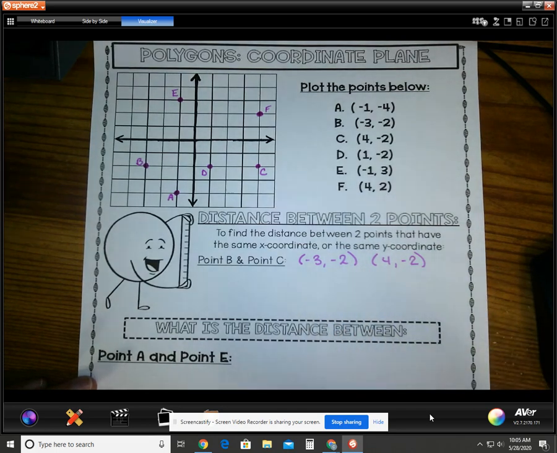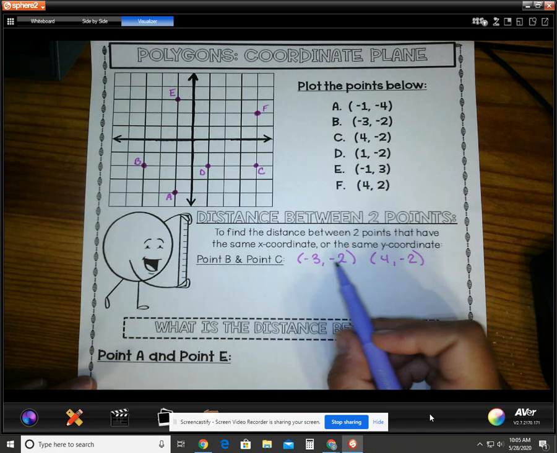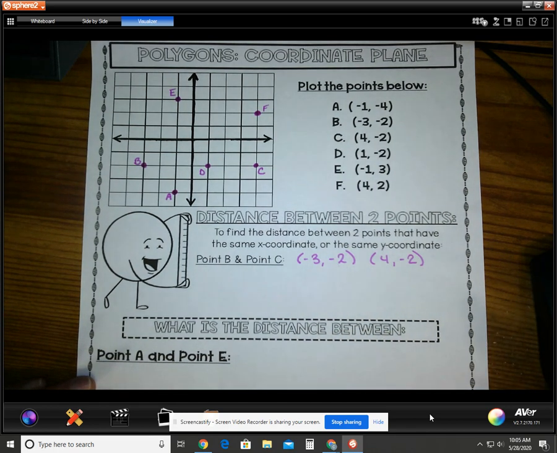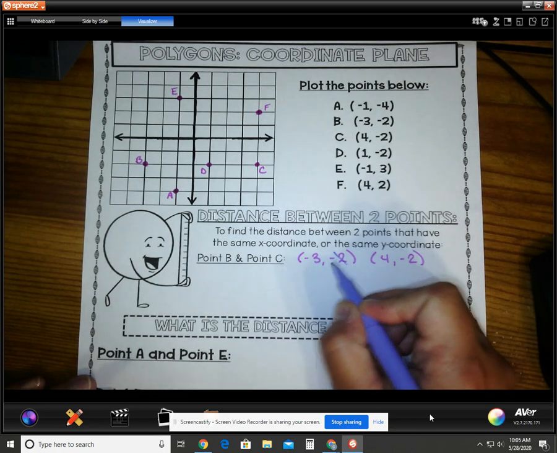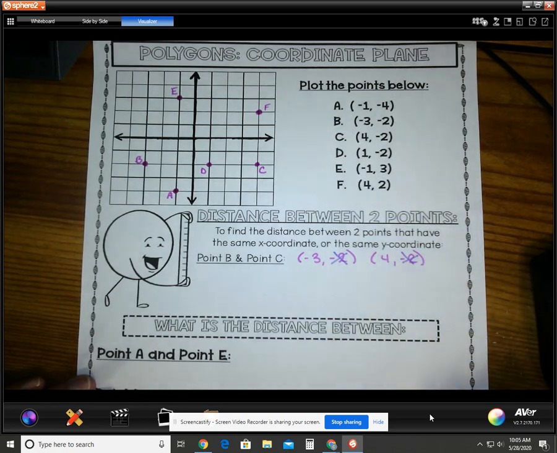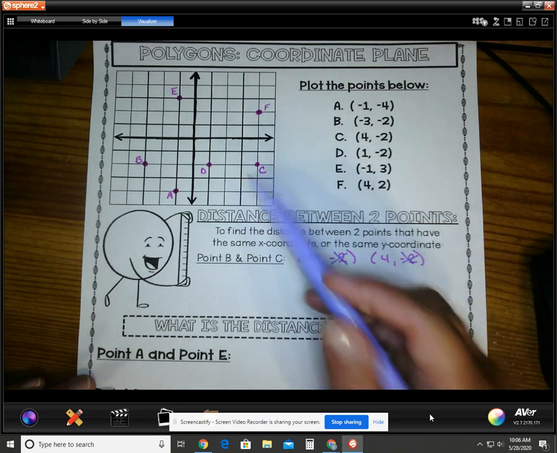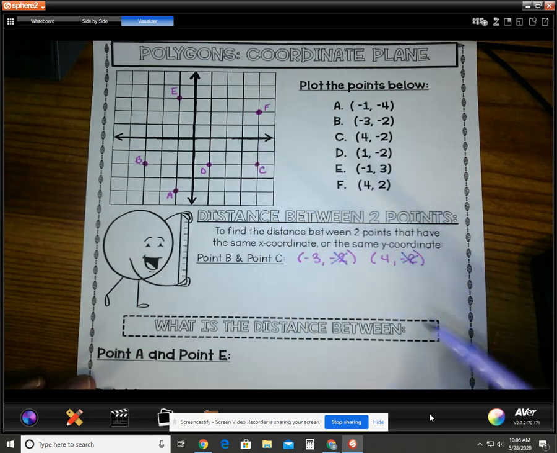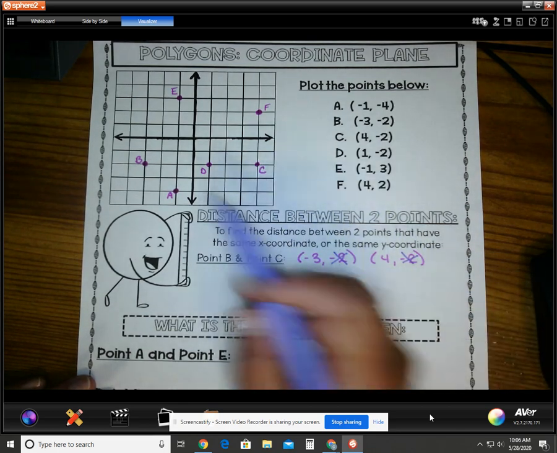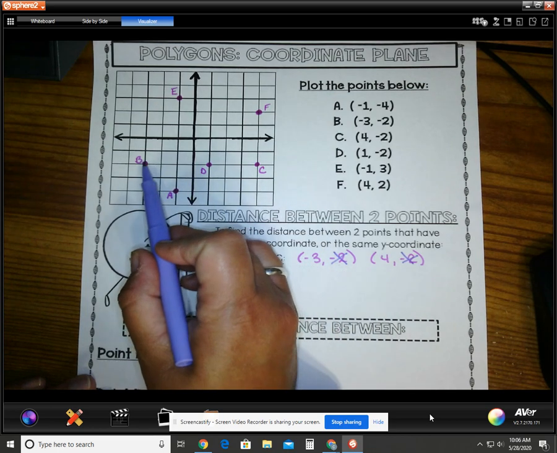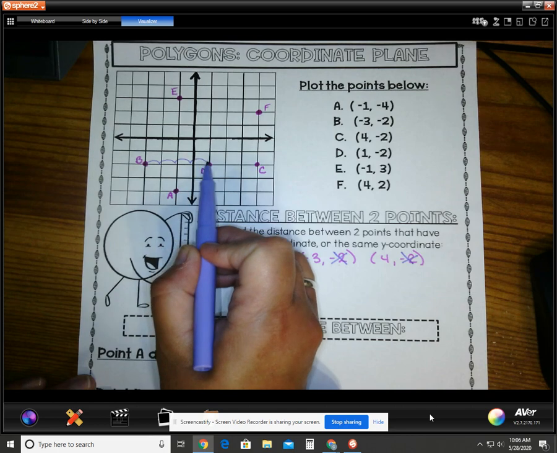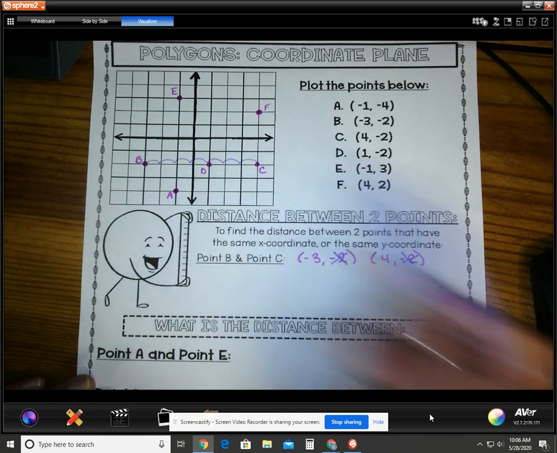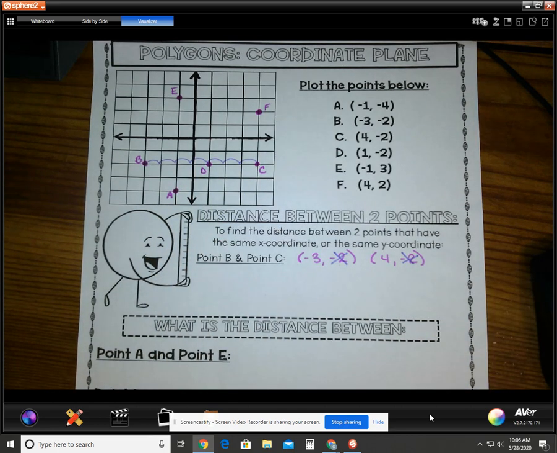So what we're going to do when I'm looking at this is ignore the coordinate that they have in common, the one that is the same. So I'm just going to cross those out because we're not going to look at that part. Now, if I have the coordinate plane, I can just look at B and C and count them. I go, oh, okay, there's 1, 2, 3, 4, 5, 6, 7 apart from each other.